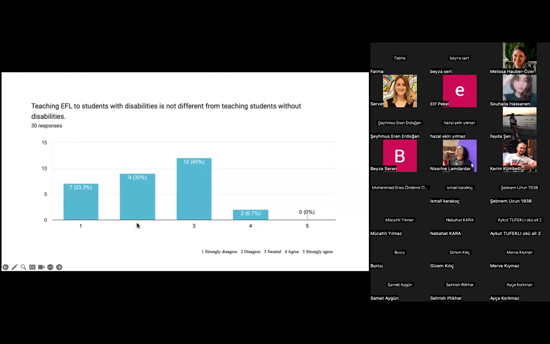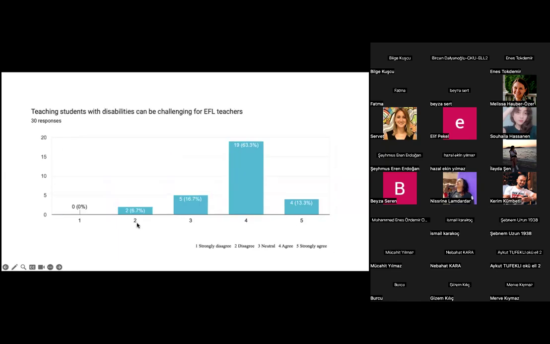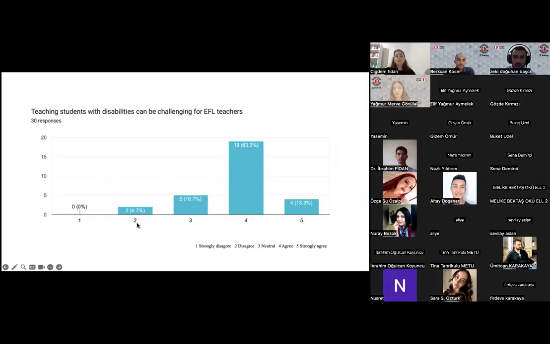For "Teaching EFL to students with disabilities is not different from teaching students without disabilities," there is variety in responses to this statement. For "Teaching students with disabilities can be challenging for EFL teachers," although they believe that students with disabilities can learn English and provide richness in ELT classrooms, they believe that teaching these students can be challenging for EFL teachers, and this can be because they do not know yet how to teach English to students with disabilities, right?